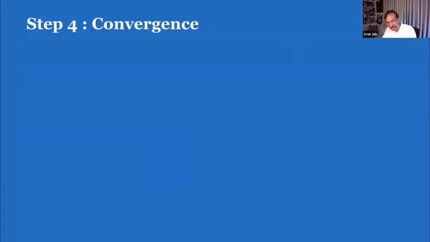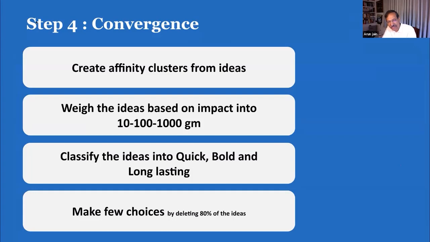So for this step, I do affinity clusters from ideas. I create ideas and create affinity clusters so that 9 or 10 clusters can be there. Then each cluster I weigh between 10 gram, 100 gram, 1000 gram idea. So I weigh the idea whether the impact will be 1000 gram or 100 gram. So we will have 11 herbs to be chosen out of 100 herbs, which are the 1000 gram herbs which create an impact in common life.